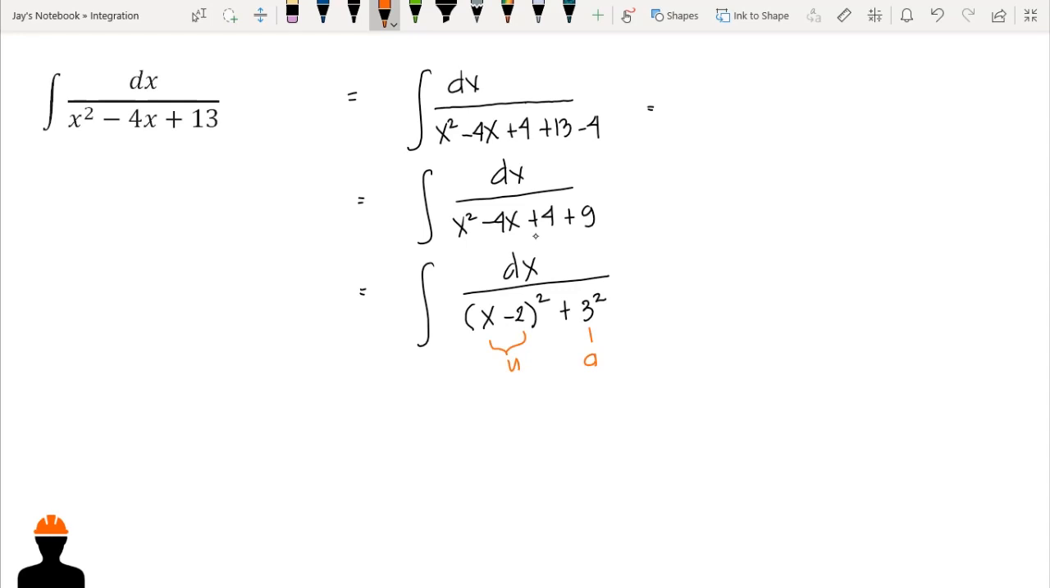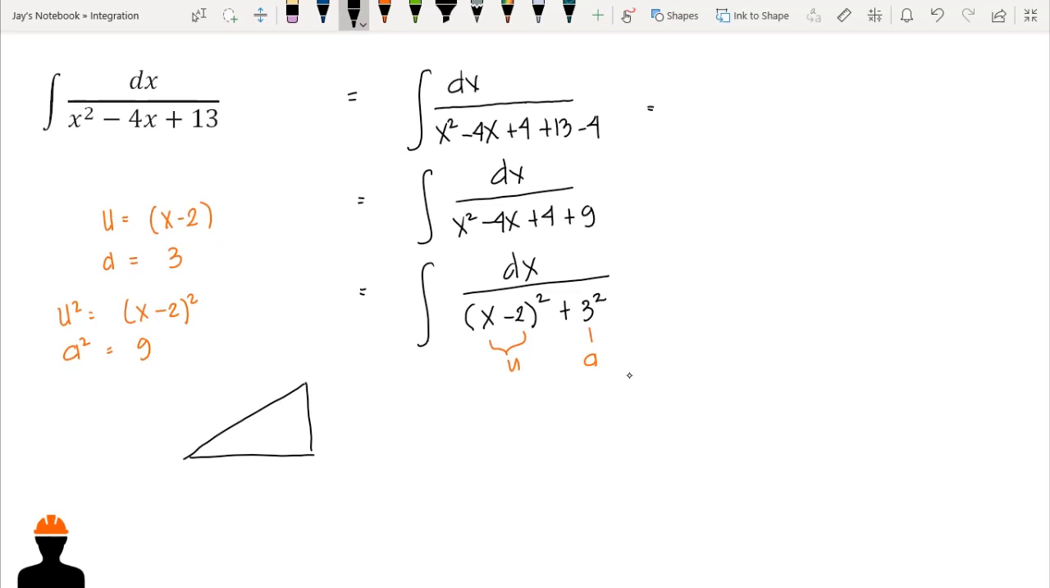So our u here is x minus 2. Our a here is 3. Or our u squared is x minus 2 squared, and our a squared is equal to 9, or that is 3 squared. So therefore, we can use here trigonometric substitution. That is, we have to plot it into our right triangle.